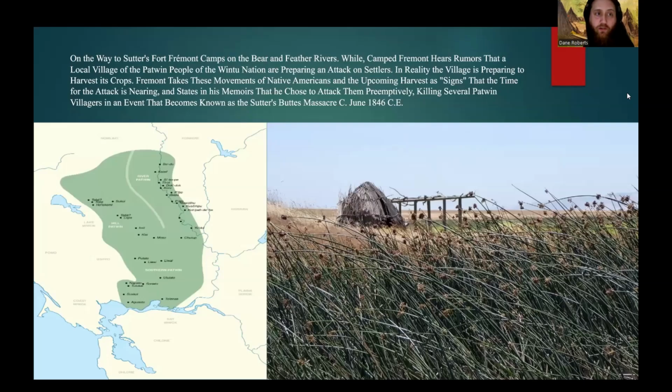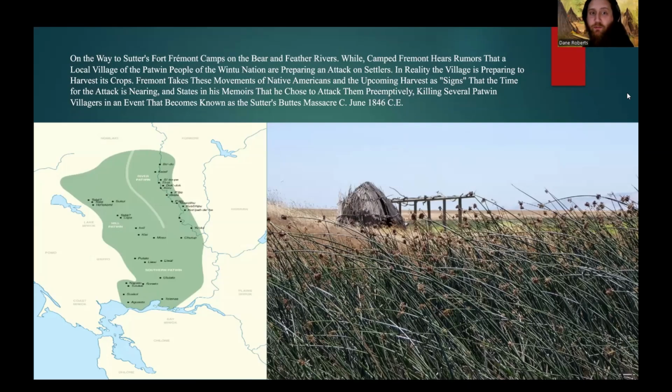After the Klamath Lake Massacre, Fremont would then head towards Sutter's Fort. On the way to Sutter's Fort, Fremont would camp near the Bear and Feather Rivers. While camped, Fremont would hear rumors that a local village of the Patwin people of the Wintu Nation were preparing an attack on settlers. In reality, the village was preparing to harvest crops.